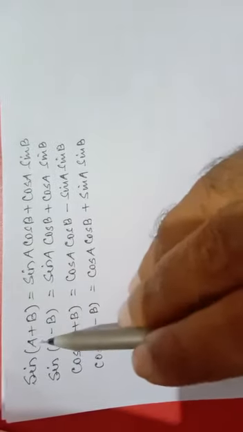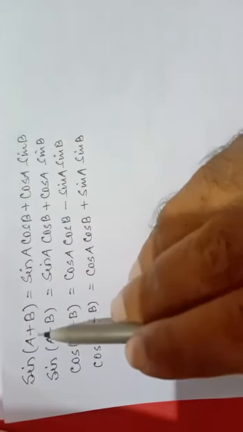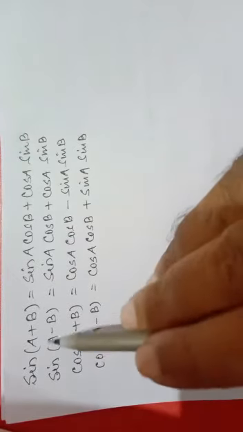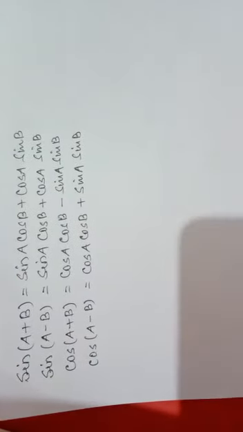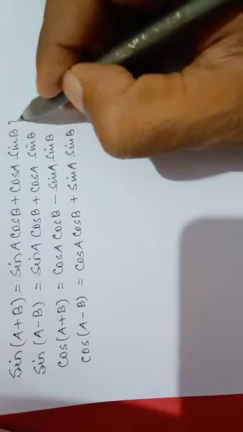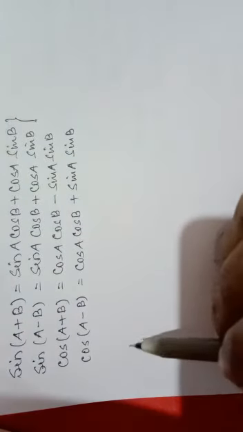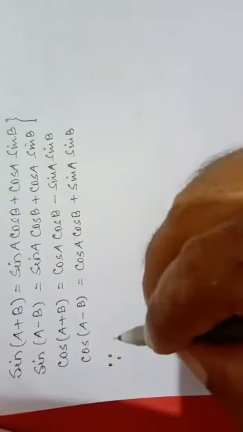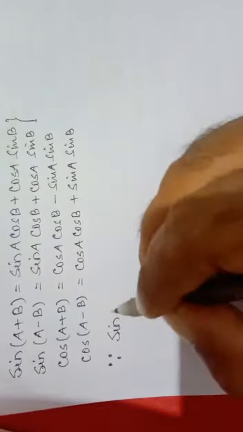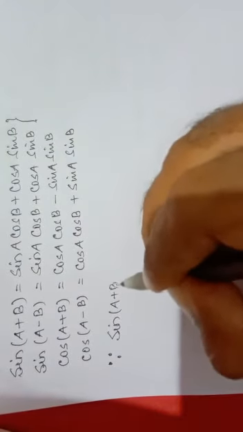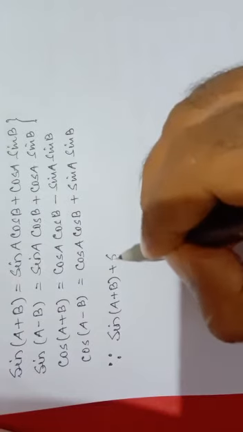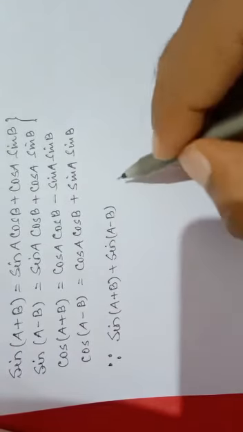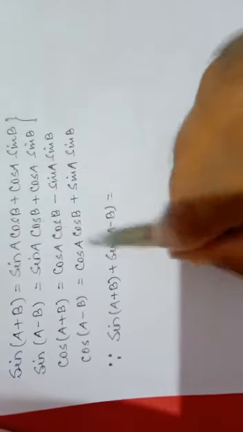See students, these are the basic formulas: sin(A+B) and sin(A−B). You understand these formulas well. Add the first and second formula. After addition we have sin(A+B) plus sin(A−B).